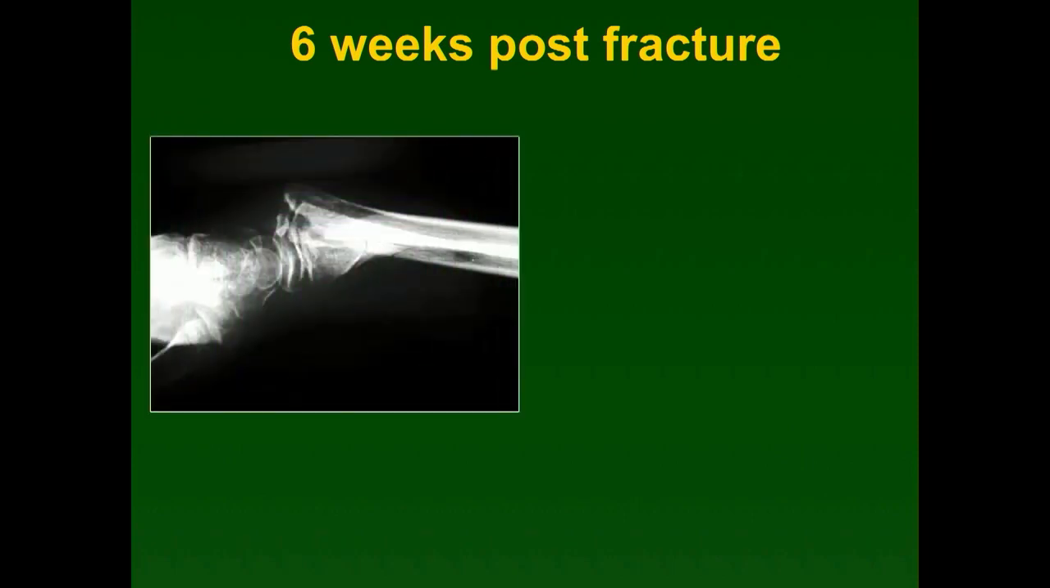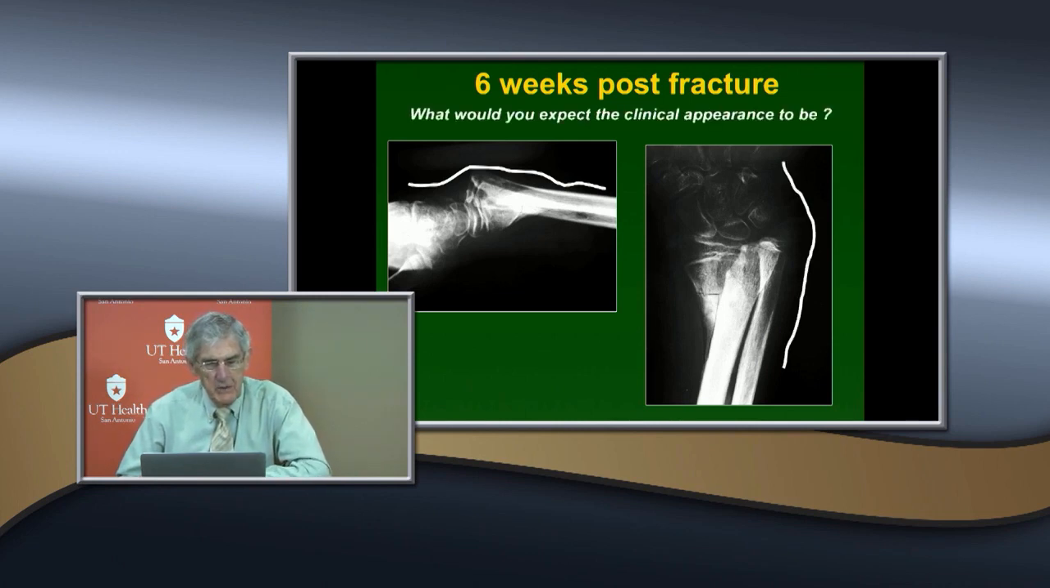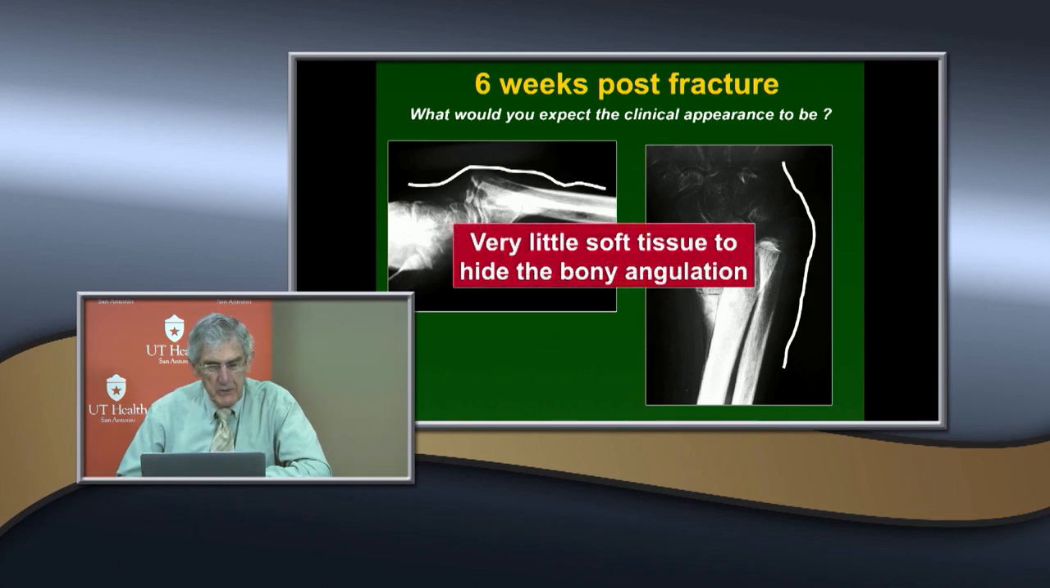So, he comes back at 6 weeks. What's it look like? Not very good, is it? Yeah, he's stuck down in pronation, and that ulna is sticking up there, and he's got that prominence in the ulna, and it's stuck in pronation, and he's also stuck in a little bit of radial deviation. And so it looks kind of ugly, and it's also lost motion. So that's the clinical appearance, and then unfortunately there's very little soft tissue to hide the bony angulation.